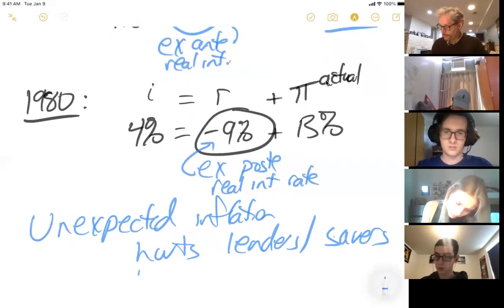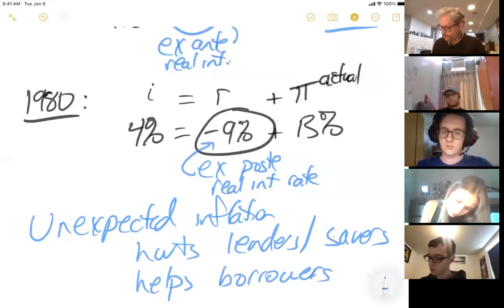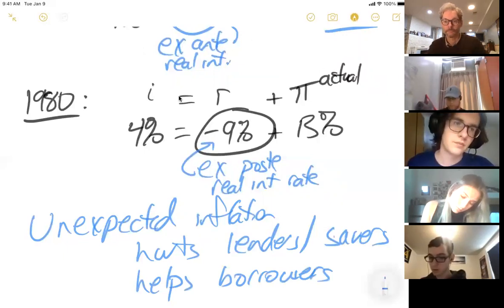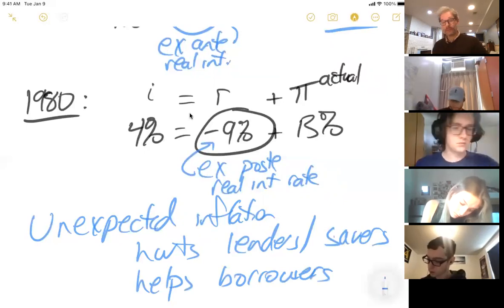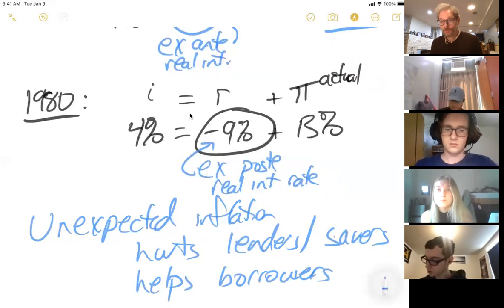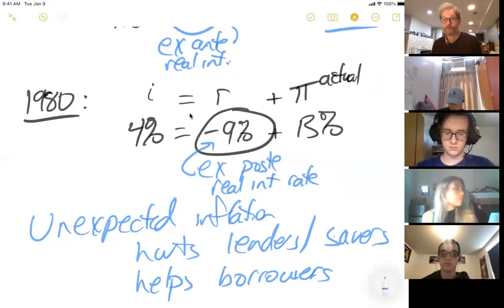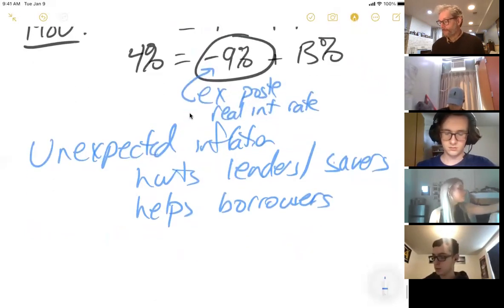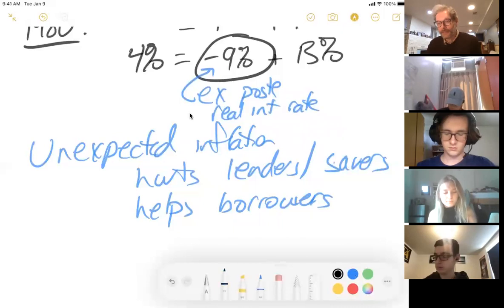But who does it help? It helps borrowers. This was actually a huge windfall for people like my parents, because in real terms they ended up spending a lot less than they would have had to. However, did my parents really benefit from this? I would argue it's not so clear.